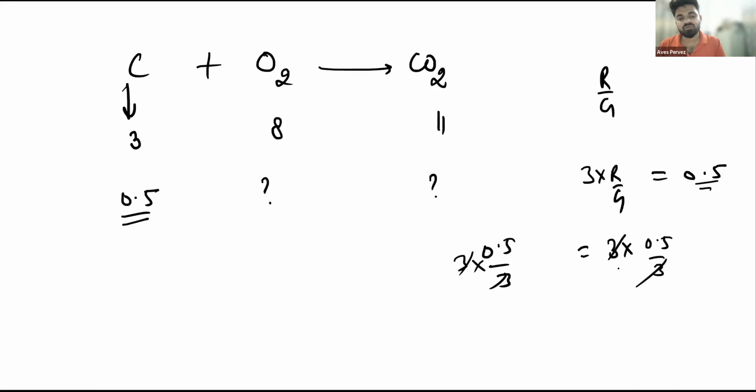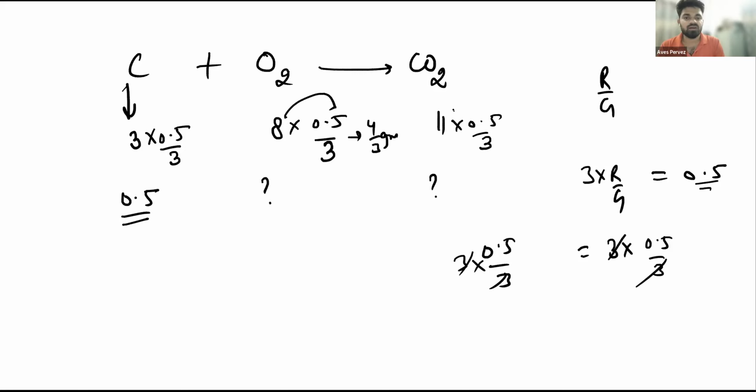So you have to multiply this number by 0.5 by 3, this number also by 0.5 by 3, and this also by 0.5 by 3. So 8, when multiplied by 0.5 by 3, you will get 4 by 3 grams, and this will be 5.5 by 3 grams. Got it?